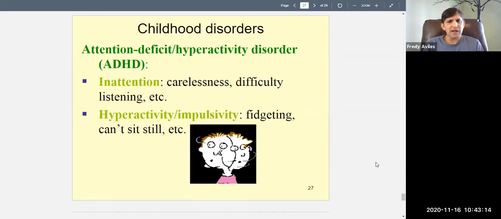ADHD kids drive their teachers crazy. They can't sit still. They'll be climbing trees. They'll be talking all the time and just losing things. And they do tend to have problems in school because they can't control their behavior and can't pay attention for very long. That's ADHD. You've all heard about it.